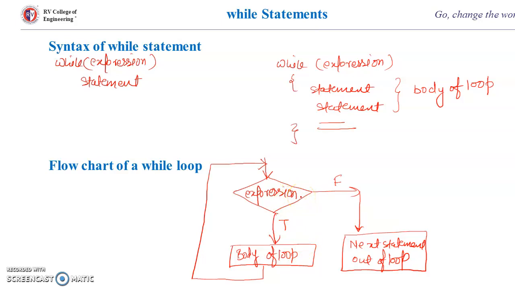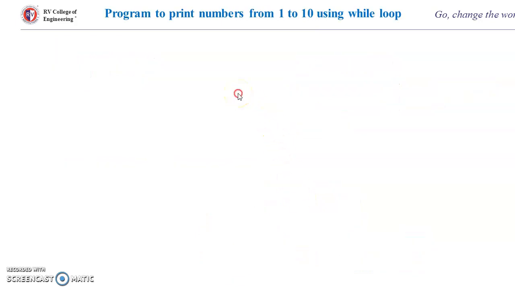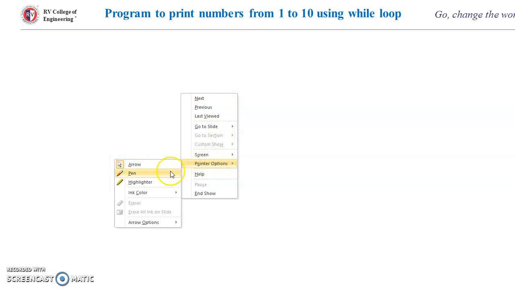Let's take one example. Write a C program to print numbers from 1 to 10 using a while loop. Whenever we have to write a program, the first line is including the header file, and then we write the main function, and inside the main function the variable declaration. Here we have to print the numbers from 1 to 10. So the initial value will be 1 that we have to define.